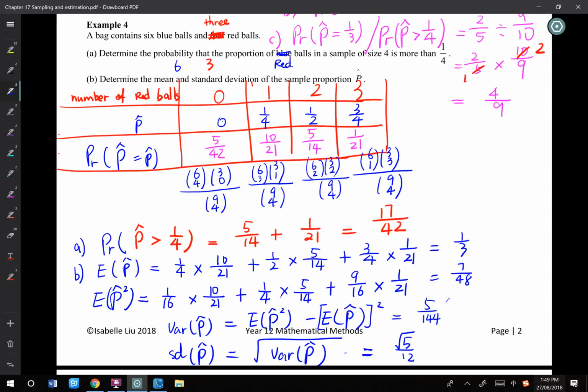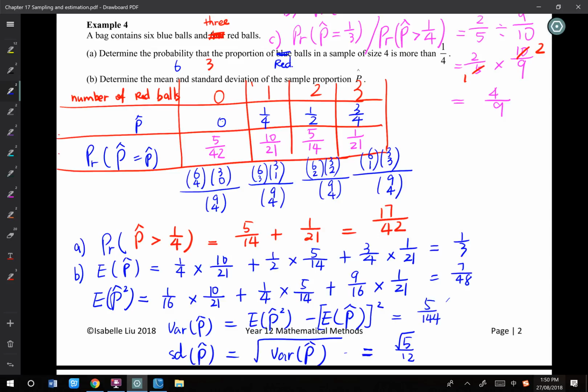Then 4 blue balls. So 6 select 4 and 3 select 0. So for 1 red ball, I want 3 select 1 and 6 select 3. That's the number of red balls and blue balls. And then the next one is 2 and 2. So 6 select 2 and 3 select 2.